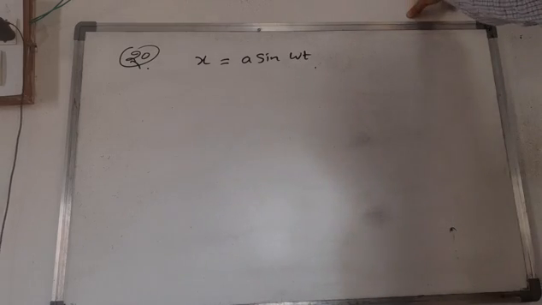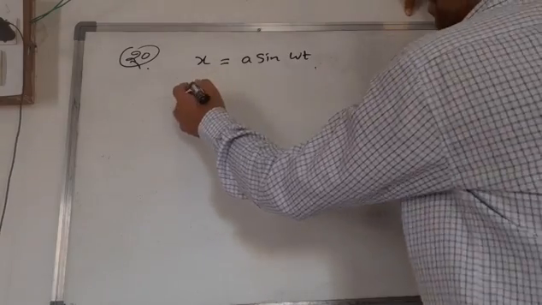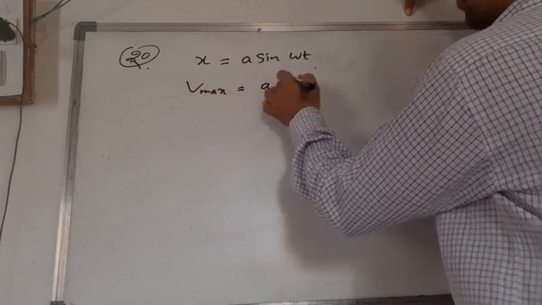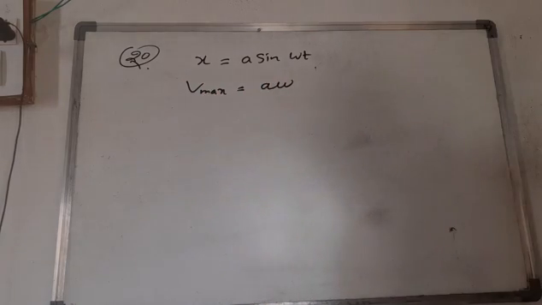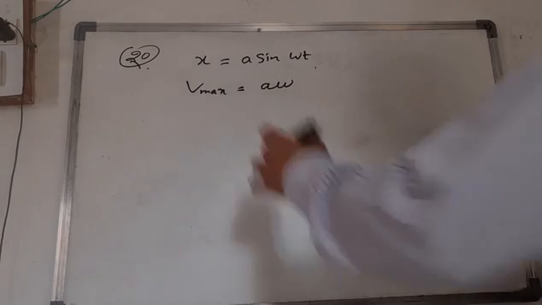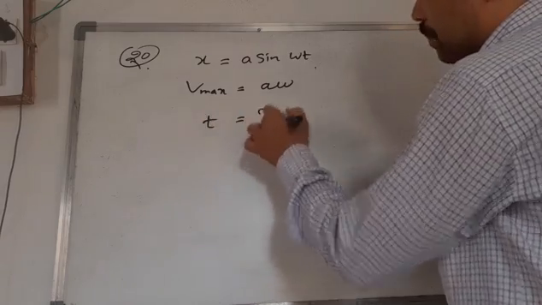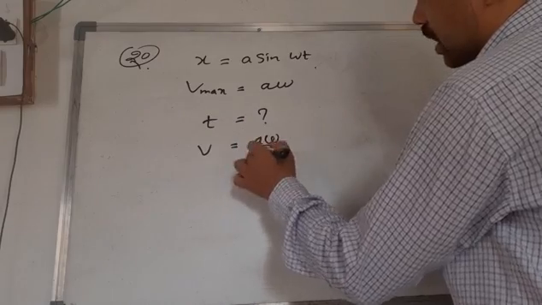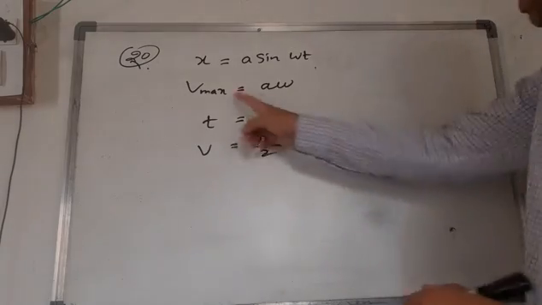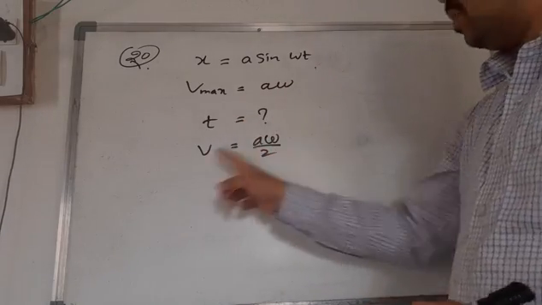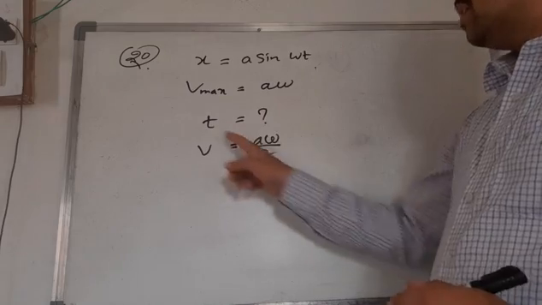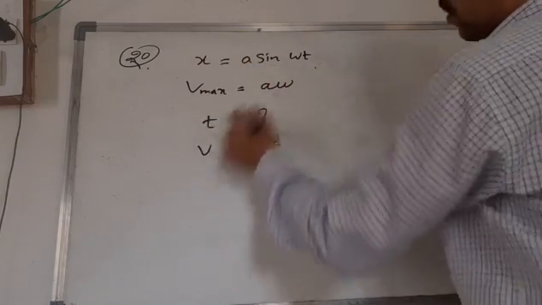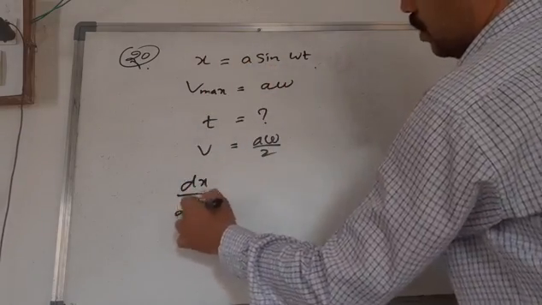Next, he is asking about the maximum velocity. We already know that V max is equal to a omega. But he is asking what is the fraction of time when velocity is half of the maximum velocity. When V is equal to a omega by 2, then what will be the t value? That is the question. So already we know x is equal to a sin omega t, so dx by dt will give you the v value.